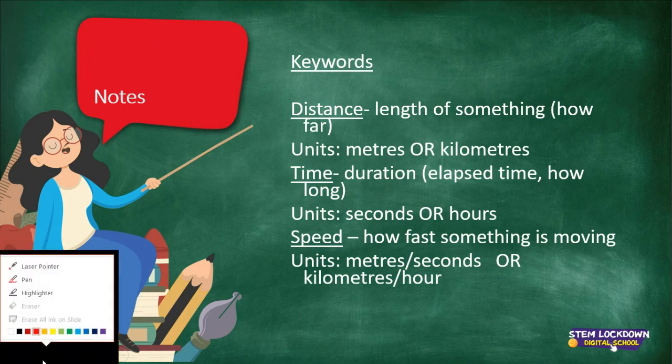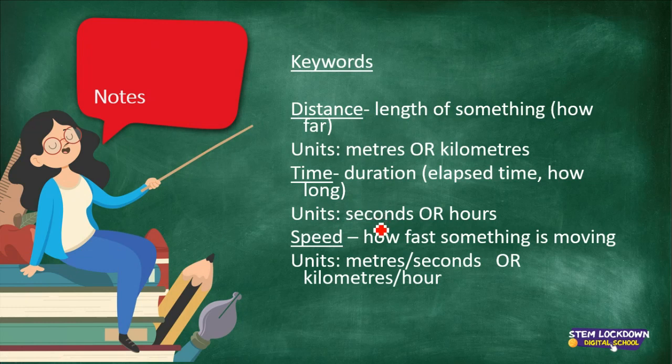Let me also include minutes. The reason why I'm saying seconds or hours is that for speed we'll be using meters per second, so that's why I say seconds. And hours, because for speed we'll also be using kilometers per hour. So our units for time must be hours if they require your answer to be in kilometers per hour. And then sometimes they can also ask you in terms of minutes.